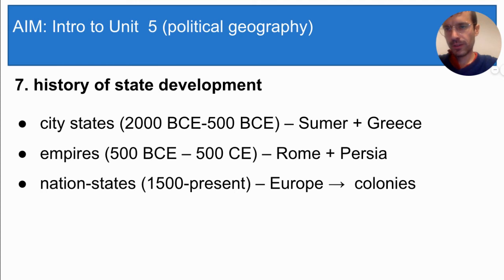This idea started in Europe around 1500, and eventually it spread to other parts of the world, especially those that the Europeans colonized. An example of a nation-state is Denmark. It's a small country inhabited and controlled by people that share the same language, religion, history, etc.